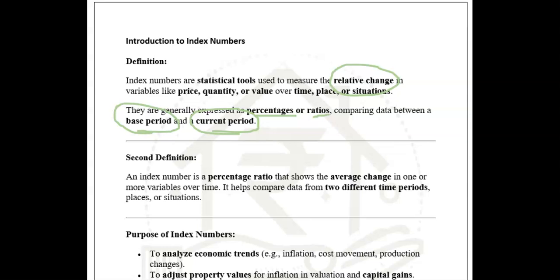In the base period, compare the cost. What is the cost of construction in the base period? Say the base period is 2001. What is the cost of construction for a building? And at present, 2024, what is the cost of construction? What is the relative change? How much has the cost increased compared to the base period? It is calculated with the help of the index number.